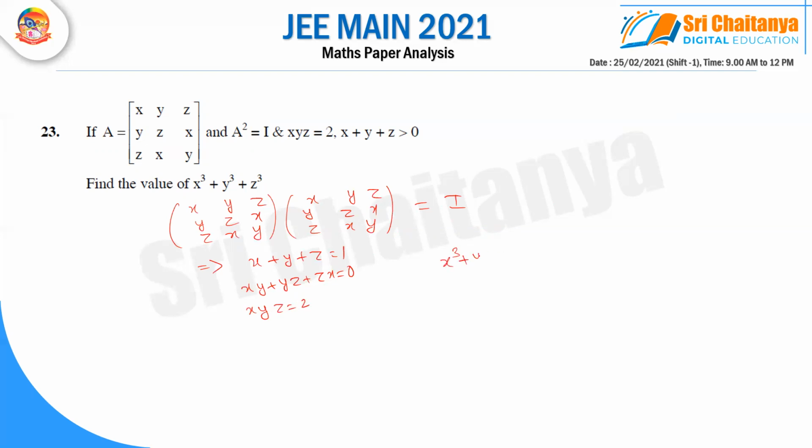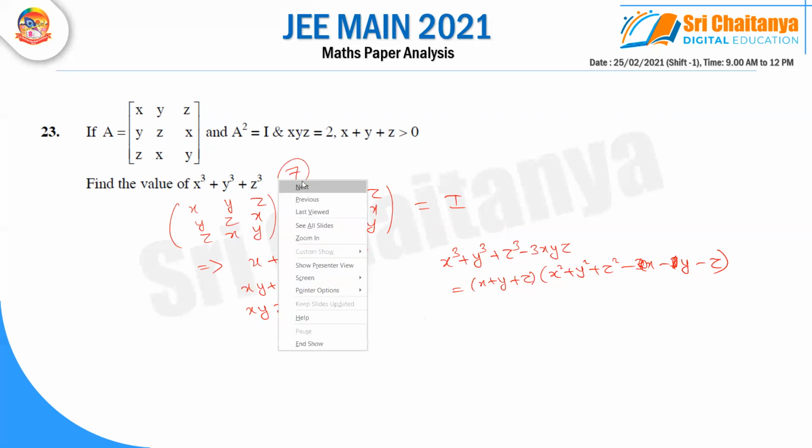So I will be using the formula x cube plus y cube plus z cube minus 3xyz equal to x plus y plus z into x square plus y square plus z square minus xy minus yz minus zx. So using these three relations over here, I will be getting the value of x cube plus y cube plus z cube as 7.